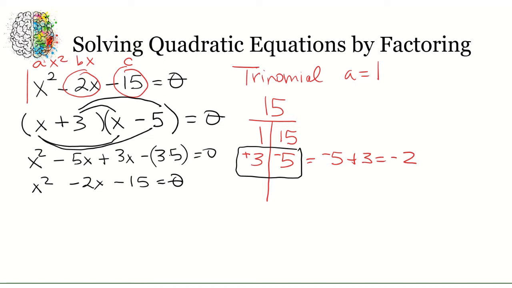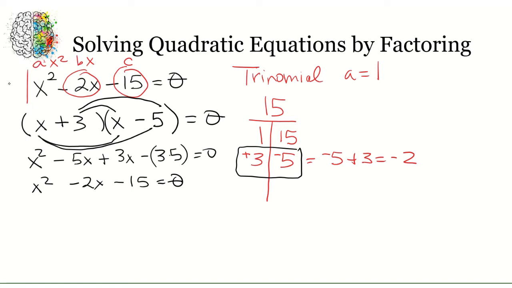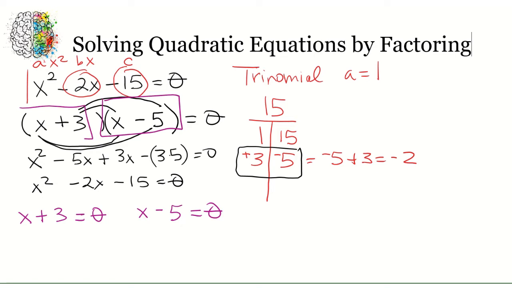So now what I want to do is solve for that x variable using the zero product principle. So I'm going to set each of those equal to 0. I'm going to take x plus 3 and set that equal to 0, and I'm going to take my x minus 5 and set that equal to 0. So that's each of these, that one and that one, and now I'm going to solve for my x.